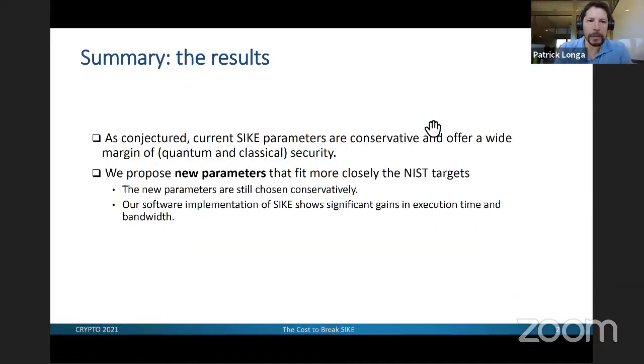Let me very briefly summarize the results that we obtained. Before this work, there were open questions about the suitability of some of the SIKE parameters to match the security levels. We answered that question in the affirmative. In our model, we show that the SIKE parameters are indeed matching the security levels, and they are conservative, and in fact, they offer a wide margin of security. Taking advantage of this margin, we go a step further and propose new parameters that fit more closely the NIST targets. These new parameters are still chosen conservatively, and we also report software implementations of these new parameters that showcase the significant gains that could be obtained in execution time and bandwidth.